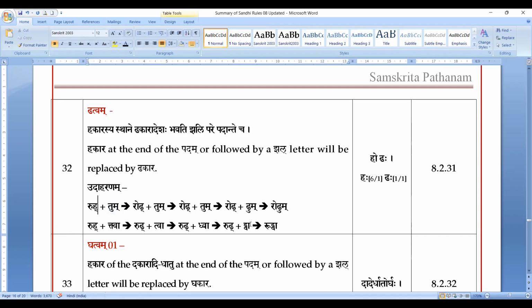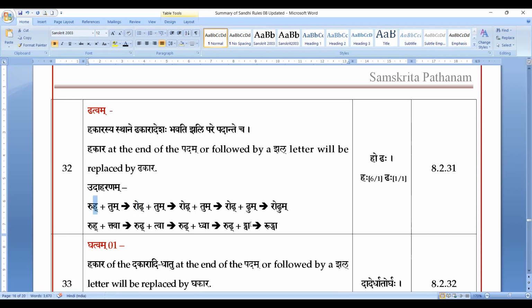Ukara. U. Short ik. Short ik. Ukara, which is a short ik. Therefore, it will undergo Gunakarya. Gunam, U will become O, Ro. That has happened. That's why Ro is there.